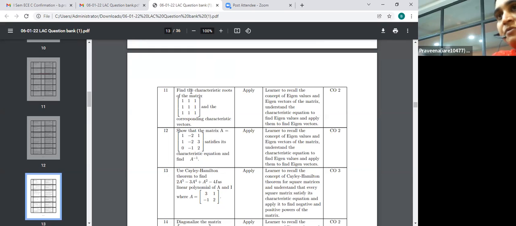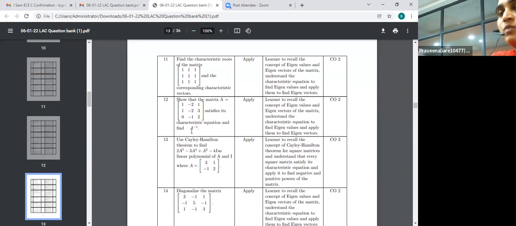Okay, these types of questions are just to confuse you. Find the characteristic roots means what? That is eigenvalues only. And characteristic vectors means what? That is eigenvectors only. Okay, that's the hint for the 11th question.